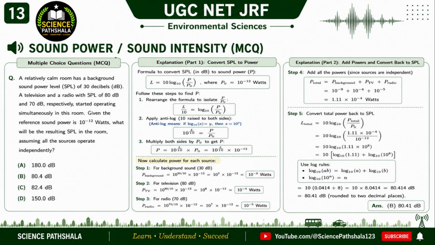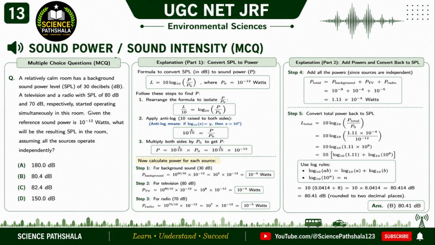A television and a radio with SPL of 80 dB and 70 dB respectively started operating simultaneously in the room. Given the reference sound power is 10 raised to power minus 12 watts, what will be the resulting SPL in the room, assuming all the sources operate independently? So here, firstly we need the formula to convert SPL in dB to sound power P. So L is equal to 10 log P upon P naught, where P naught is 10 raised to power minus 12 watts, given.